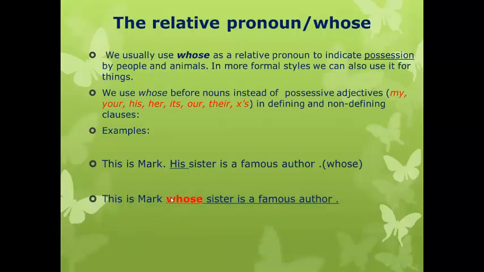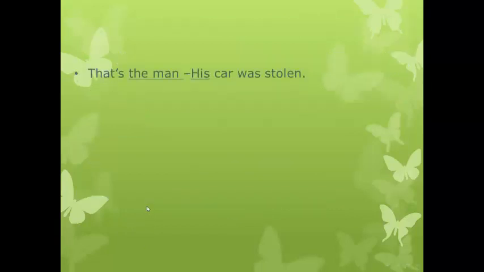This is Mark, whose sister is a famous author. As you can see here, the underlined clause, whose sister is a famous author, is the relative clause that tells us about Mark, okay? And in this clause, whose sister is the subject, is is the verb, a famous author is the object of the clause. And the whole clause tells us about Mark.